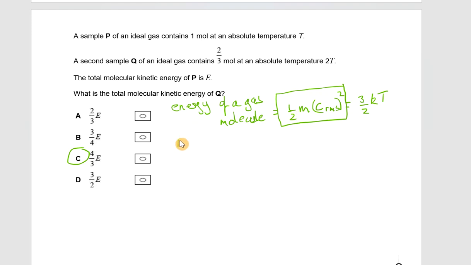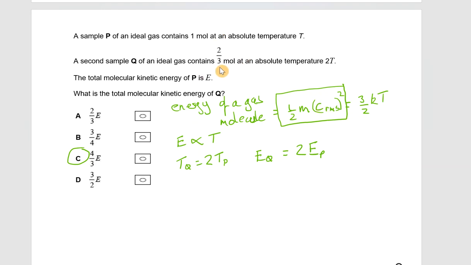So we can see that the kinetic energy is directly proportional to the temperature. So it says that the temperature of Q is 2 times the temperature of P. So the kinetic energy of a molecule in Q must be 2 times the energy of a molecule in sample P. But they've also changed the number of particles.